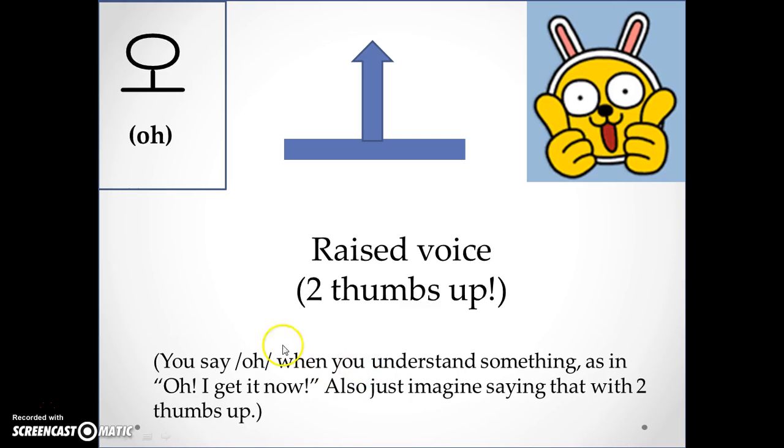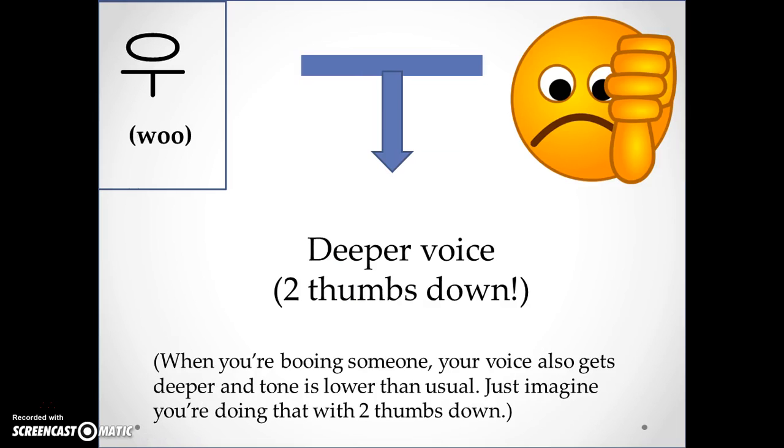Next one I have is oh, okay. So you will say oh when you realize or understand something, as in, oh, I get it now, right? So just imagine saying that, oh, I get it now, with 2 thumbs up. So the arrow going up represents 2 thumbs up in my way. And just imagine saying, oh, I get it now, as you're making this O sound. Okay? Next one I have for you is ooh.